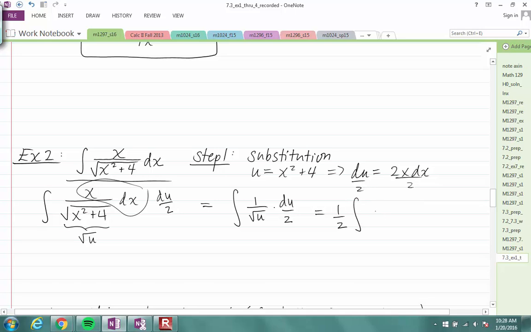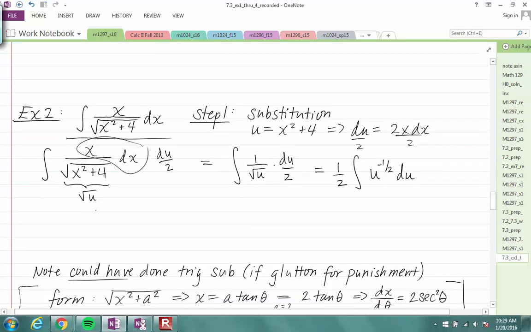Pull out the 1/2, that's not a problem. Whenever you have a root or a power down low, you have to convert it to what it would be as a power overall, or on top. So u to the negative 1/2 du. Now all you have to do is evaluate that easy integral with the power rule for integrals. Add 1, you get 1/2, put that reciprocal out front for that new power, and we just did it.